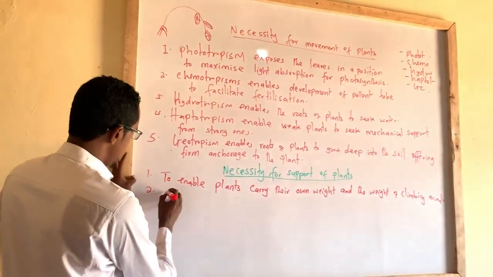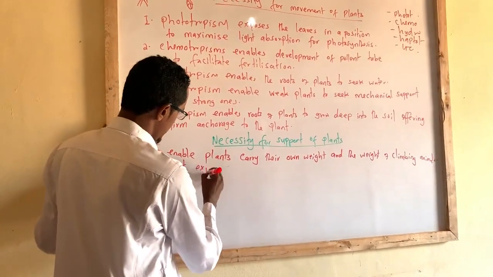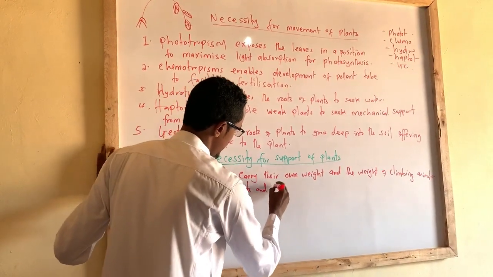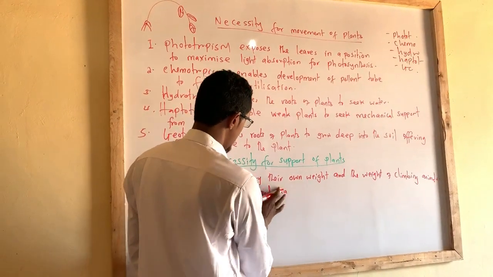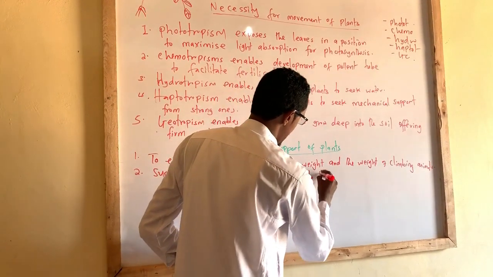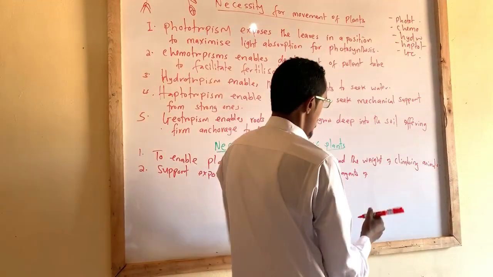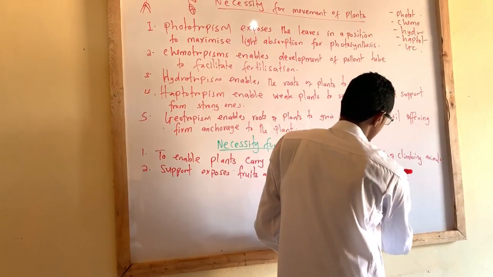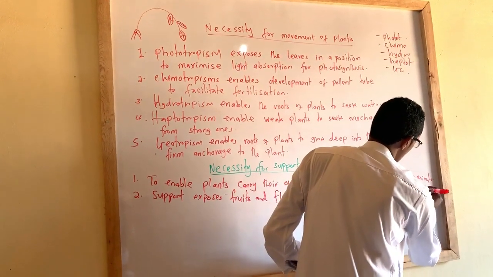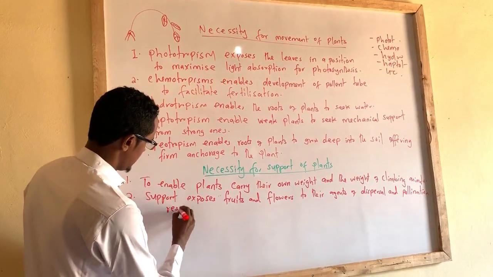The other point: plants also, support exposes fruits and flowers to the agents of dispersal and pollination respectively. Respectively, this one is important.